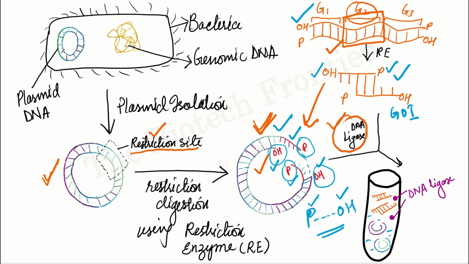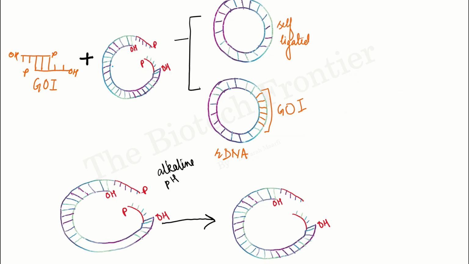So due to the presence of free OH and free phosphate group on both the DNAs, there arise two possibilities. One is that the bacterial DNA, due to having the free 5' phosphate group and 3' OH group, religates or rejoins its ends like this. It may rejoin together without attaining this particular gene of interest. Such a plasmid is called the self-ligated plasmid, and this is the first of the two possibilities.